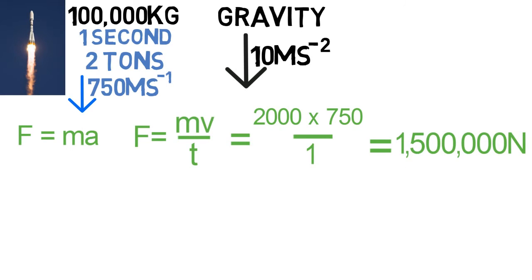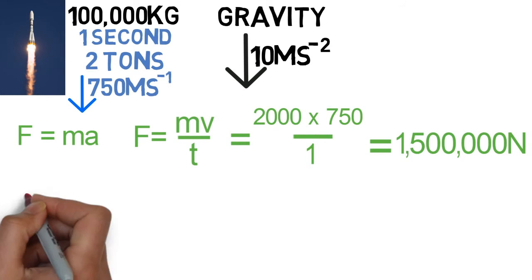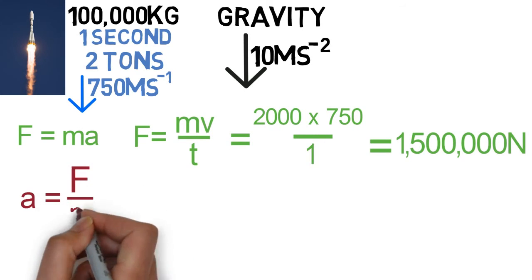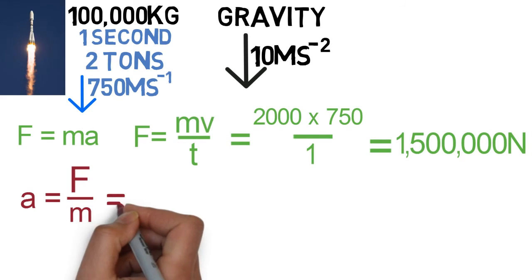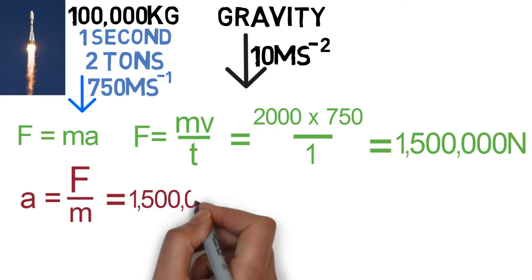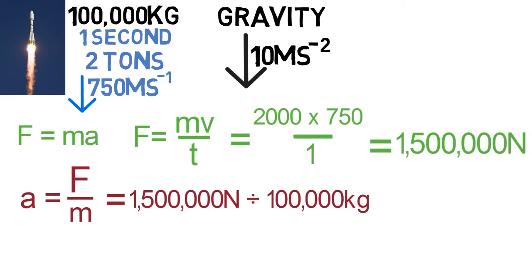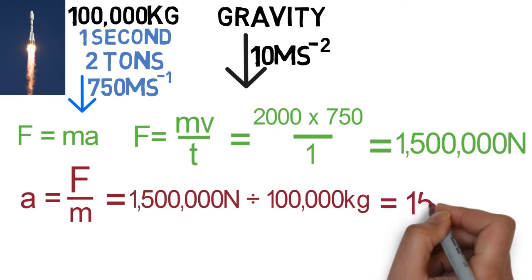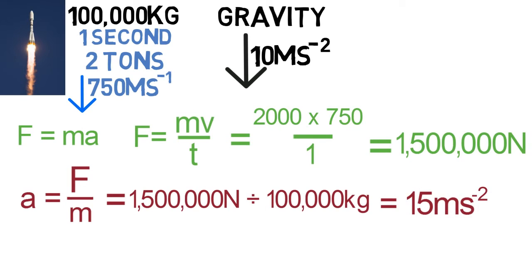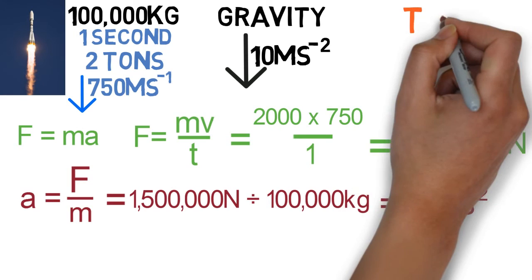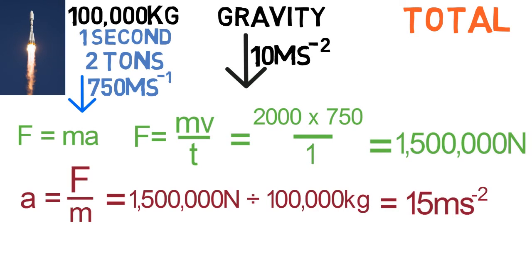So we can now calculate the acceleration of the rocket, once again using F equals ma. This time, we rearrange for acceleration, as that's what we want to find, and we get acceleration is equal to the force divided by mass. Putting in the force acting on the rocket, 1.5 million newtons, and dividing it by the rocket's mass, 100,000 kilograms, we get an overall acceleration of 15 meters per second squared upwards. But that's not the whole story, because the rocket is also accelerating downwards at 10 meters per second squared due to gravity. The accelerations are subtracted, and we get an overall acceleration of 5 meters per second squared upwards.